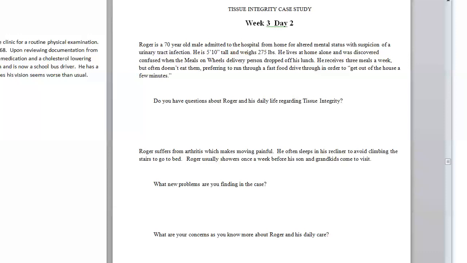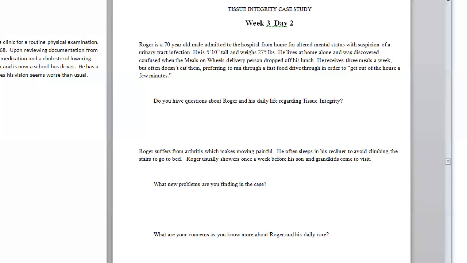So my question to you is, do you think this is a good idea for him to sleep in a recliner to avoid climbing the stairs to go to bed? Why or why not? And why is he avoiding climbing the stairs? And why do you think it's important for him to shower before his son and grandkids visit? And I think I've answered that already. And does he know that his hygiene is not good?